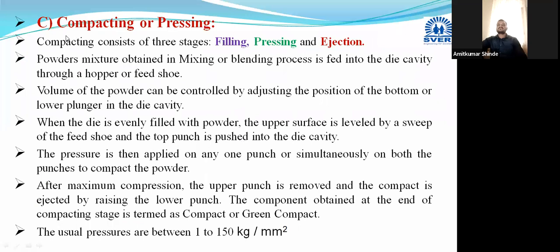And then the third stage in this powder metallurgy technique is compacting or pressing. Now, this compacting or pressing is done in three stages: filling, pressing, and ejection. Whichever part I have added here, I will explain with the help of a diagram.